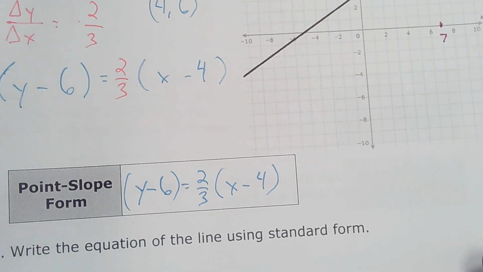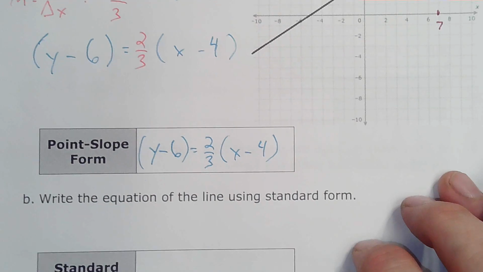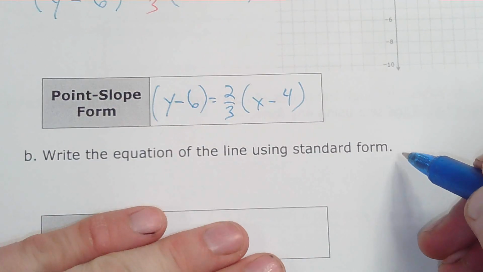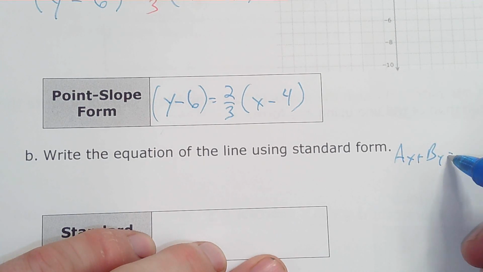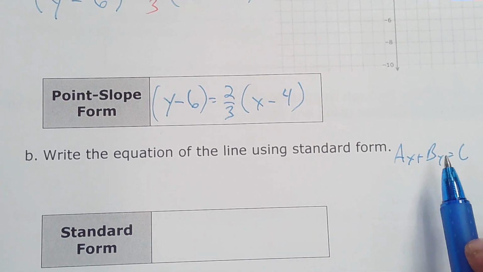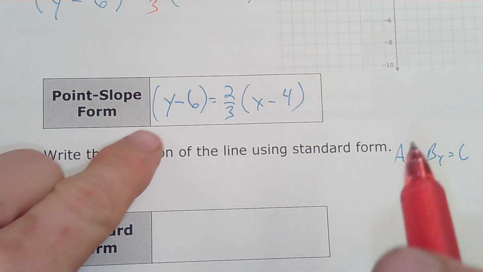Okay, now I'm going to rewrite this in standard form. So our standard form is going to be ax plus by equals c. So a coefficient of x and a coefficient of y equals our constant. So we have to clear our parentheses.